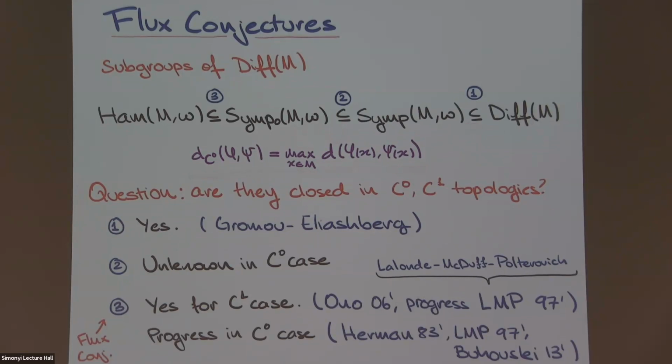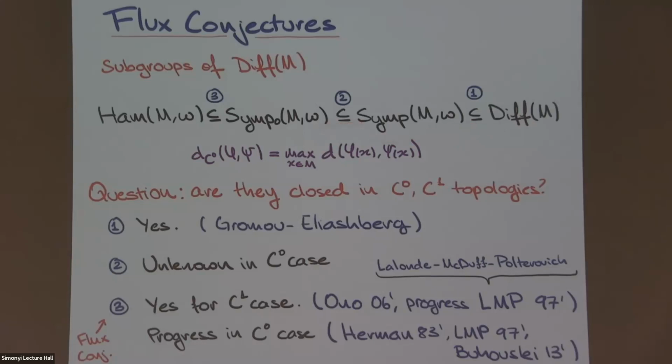And it's reasonable to ask whether each of these groups or subgroups is closed in either of these topologies in the subsequent group. So in this first case here, looking at Symp inside Diff, well, the symplectic condition is a condition on the derivative, so it follows pretty easily that in the C1 case, Symp is closed in Diff. Now the C0 case, it's also true, but that's a lot harder to show, and that's the content of the Gromov-Eliashberg theorem.